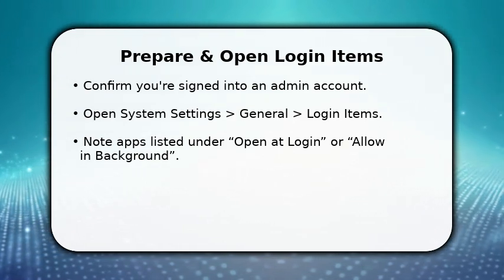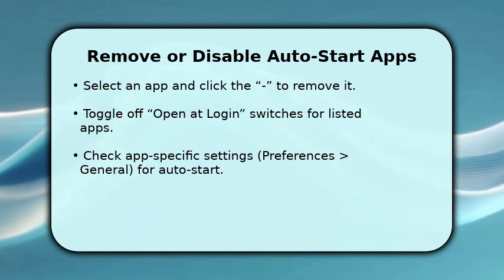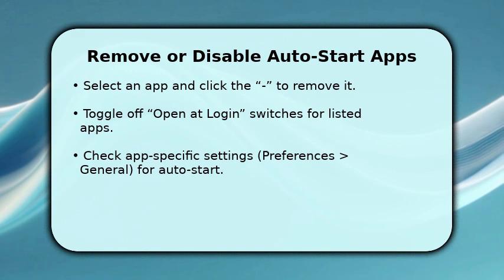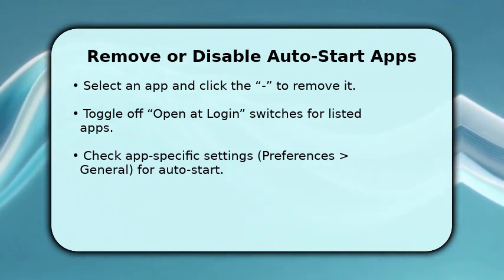You now remove apps or toggle their auto-start switches. Select each unwanted app in Login Items and click the minus button to remove it, or switch off its Open at Login toggle. This prevents future automatic launches.